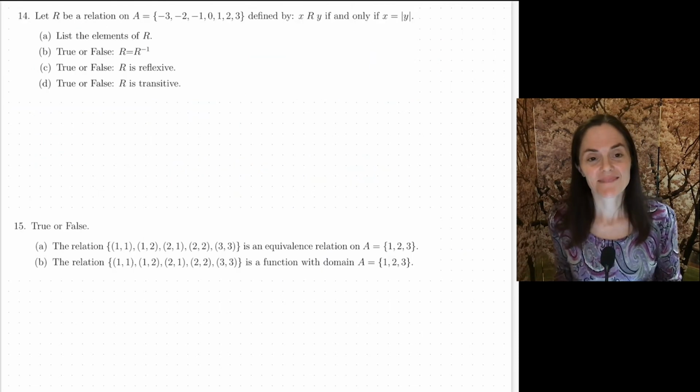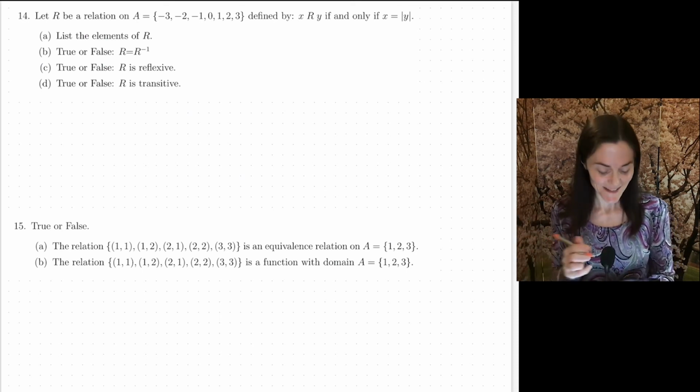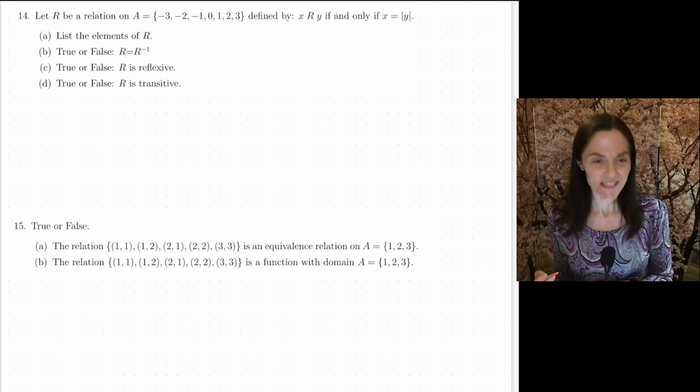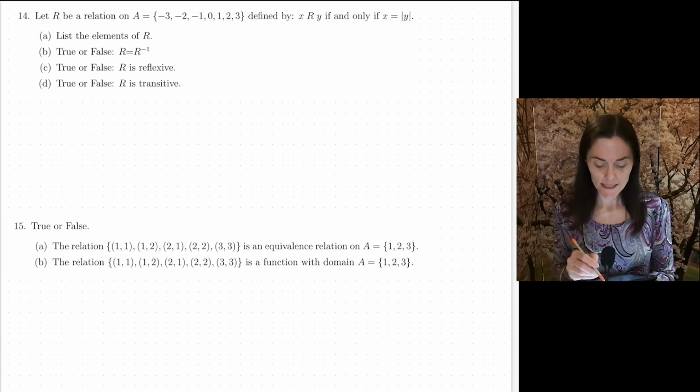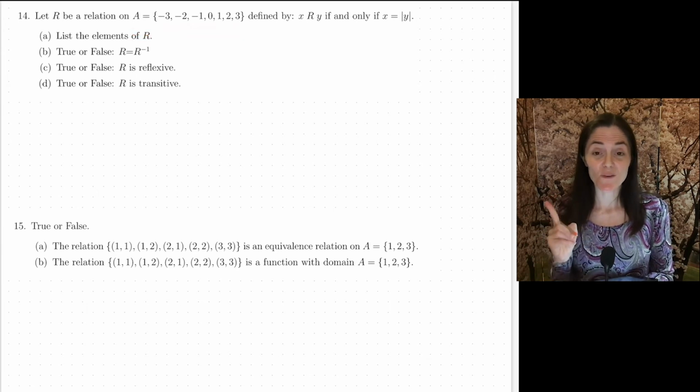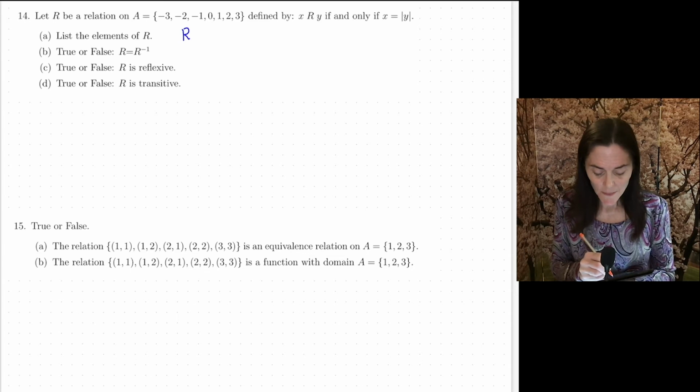finished. Number 14, we are moving into relations and also functions, as we will see. Okay, well, we have a relation on A, this set here, defined as follows. x relates to y if and only if x equals the absolute value of y. The first thing we want to do is list the elements of R.